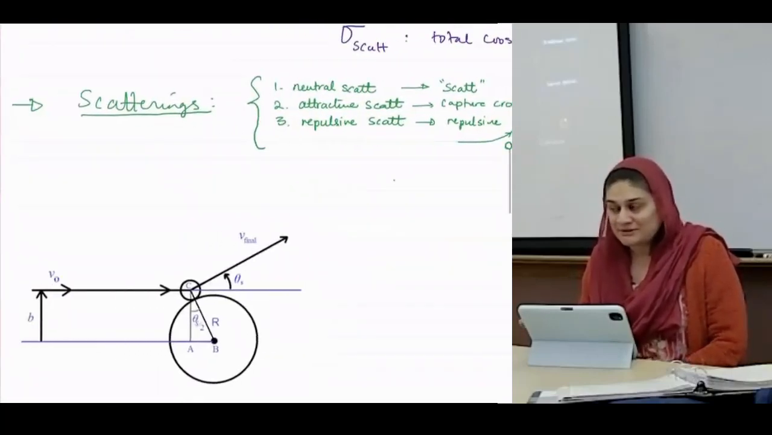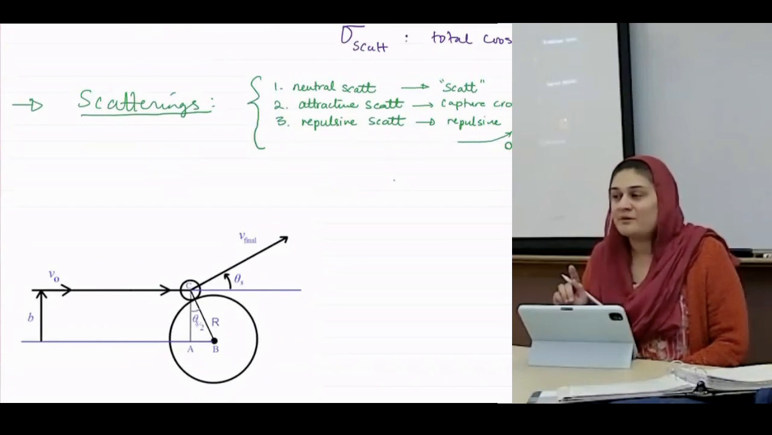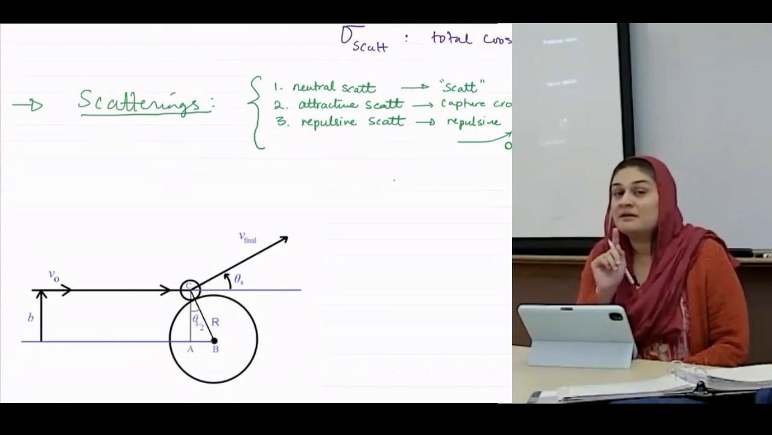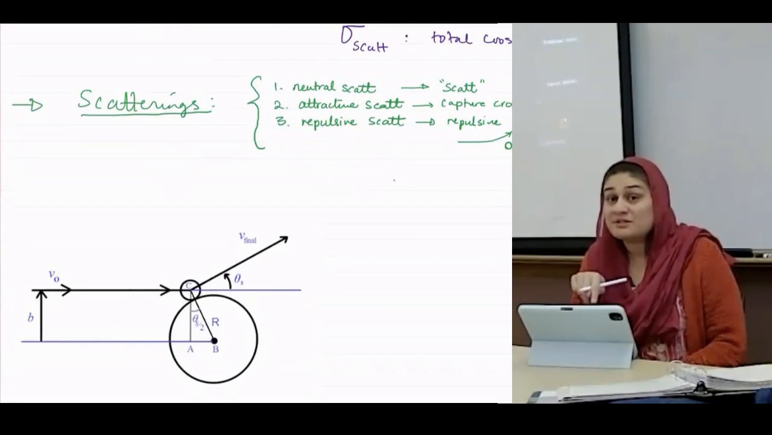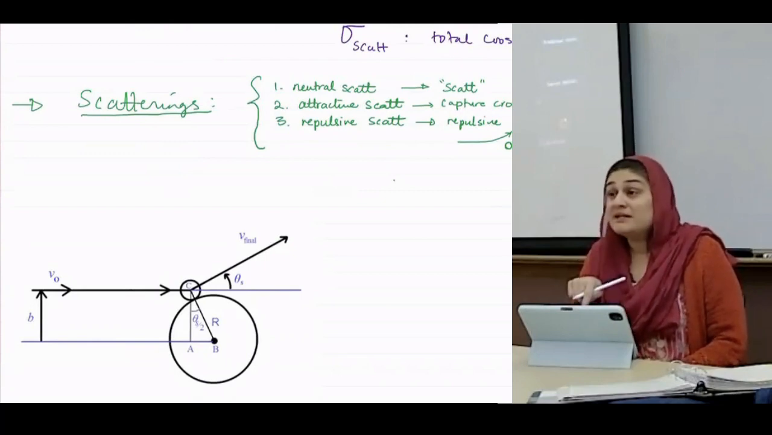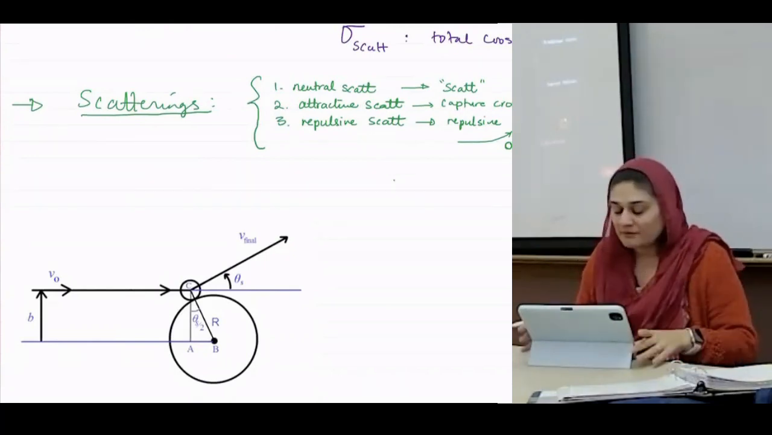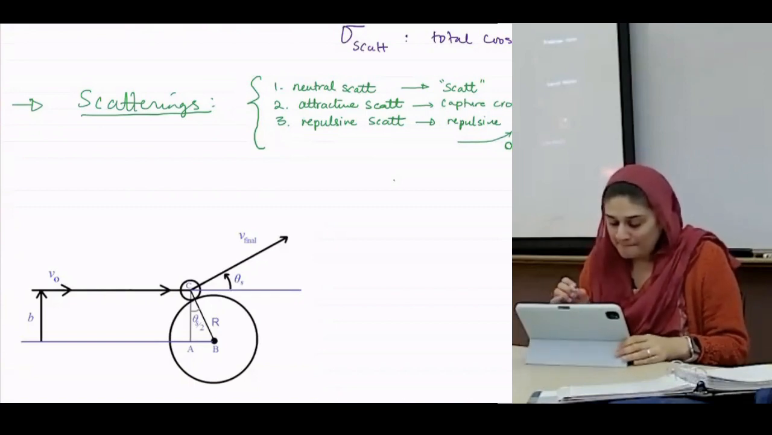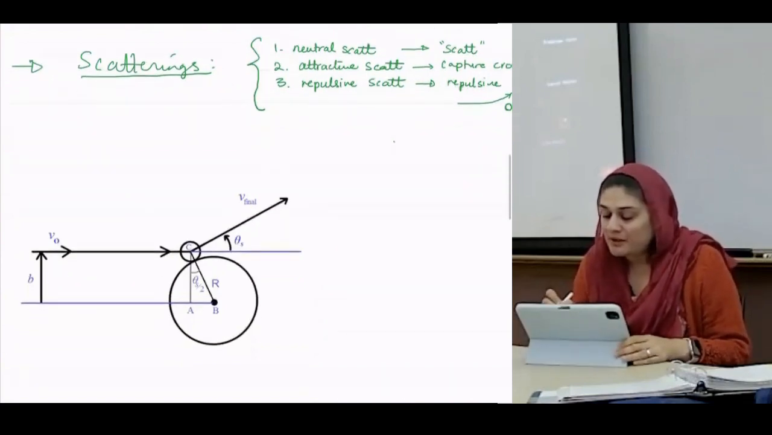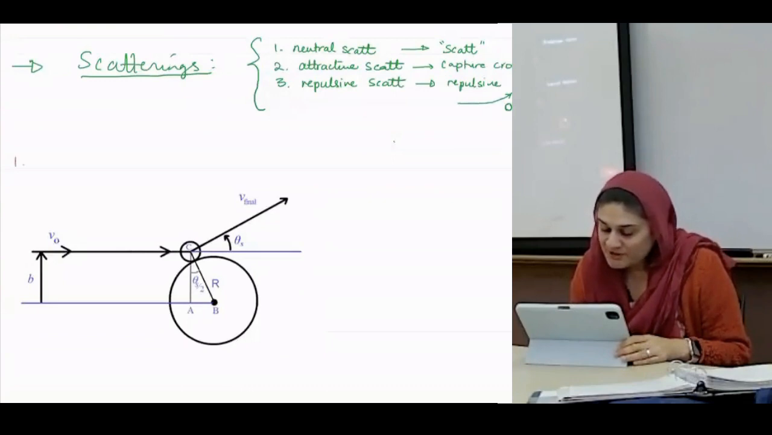Neutral cross-section for us today. And there are questions on homework 17 that have to do with alpha particle scattering. They are very similar to this. Please look at the book. Okay, so let's talk about the neutral cross-section.